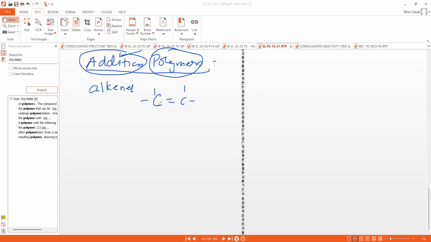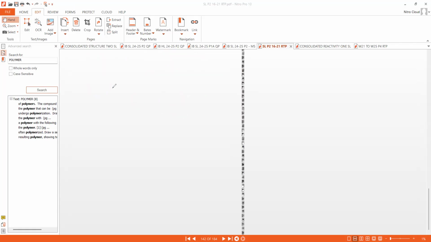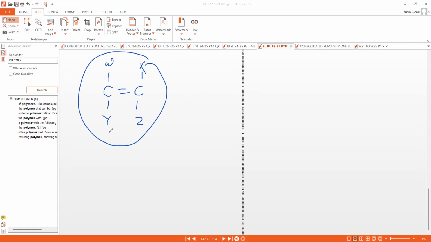So all we need to know is, if you are given the structure of a monomer, how do you draw the structure of the polymer? And if you're given the structure of the polymer, then how do you draw the structure of the monomer? So the idea behind addition polymerization is that if there is an alkene, suppose this is W, X, Y, and Z. So this is a monomer.